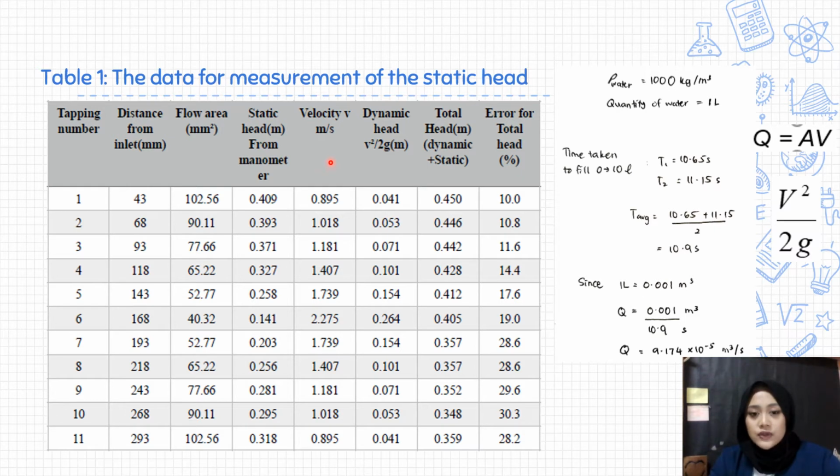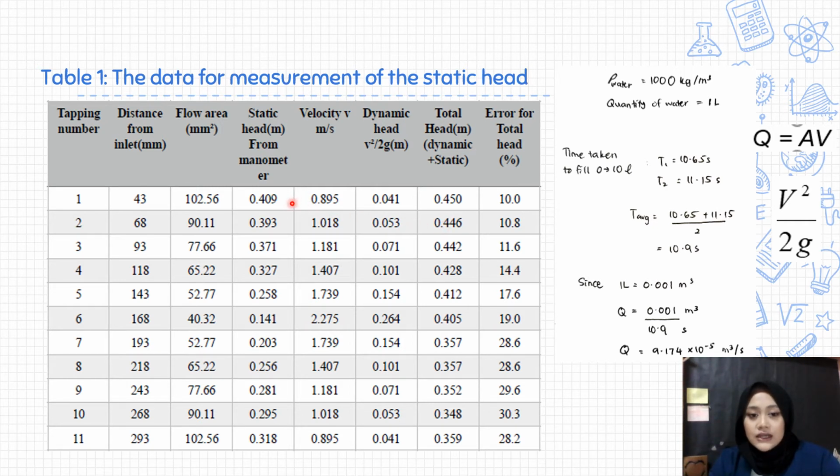In order to find velocity and dynamic head, the flow rate Q should be calculated first by dividing the volume of water by the time taken to fill the 10 liter tank. Since we get the Q here, we can find the velocity by using the equation Q equals AV. And then we can find the dynamic head with the equation v squared over 2g. g is the gravitational acceleration.